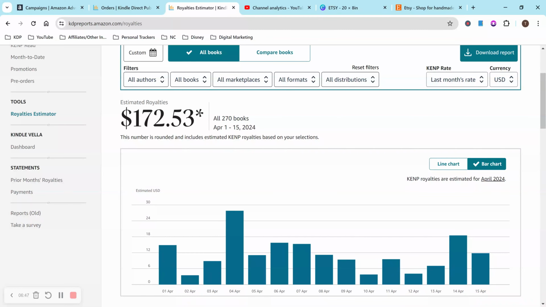So my highest day so far is the 4th, which made sense since I did have 11 books ordered that day, I believe. And that day, I think it was $27.80, which is really cool. And then the lowest days so far, around $4 or $5, it looks like. Pretty typical for my Amazon KDP business.